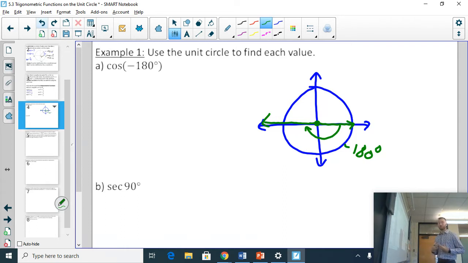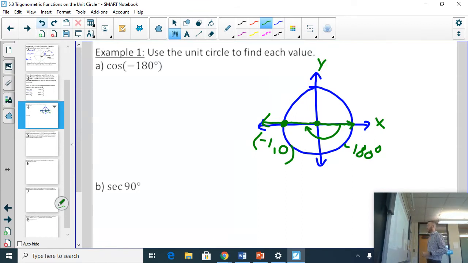And we want to find cosine of it, right? So we know this point on the circle. It's a circle with radius 1. Isn't that point going to be negative 1, 0, if this is x and y? Negative 1 on the left, and it's right on the x-axis, so that's negative 1, 0.